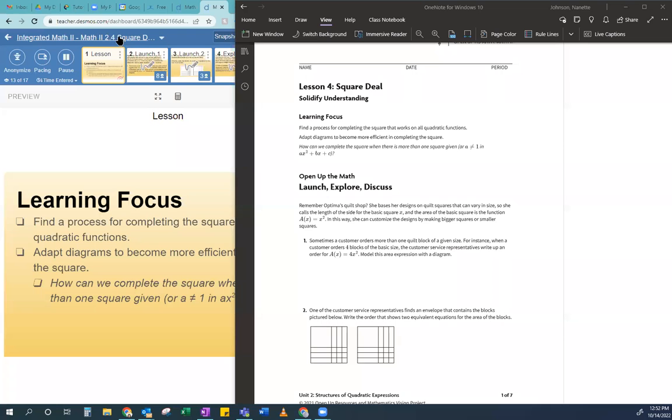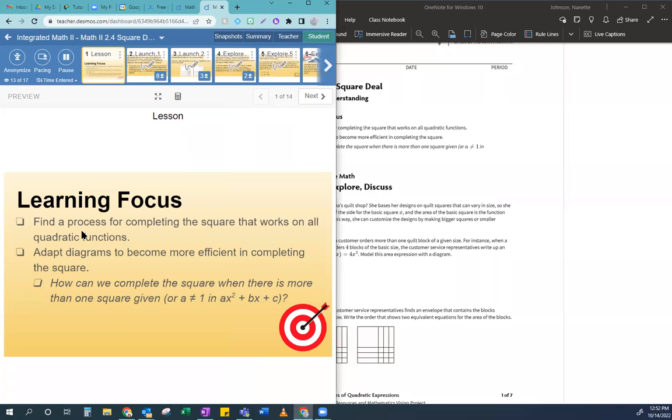Okay, so we are going to be talking about 2.4. And then here's the lesson focus. So today you're going to be able to find a process for completing the square that works on all quadratics. So you're going to adapt diagrams, meaning change diagrams, move things around to become more efficient in completing the square.